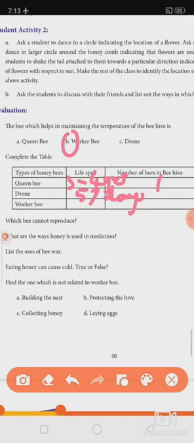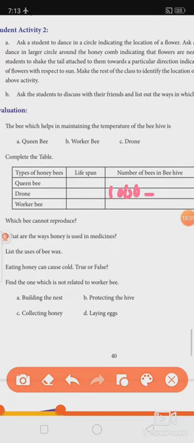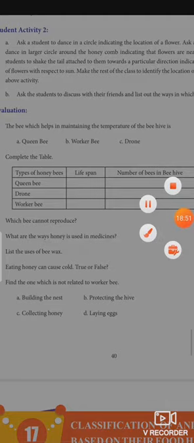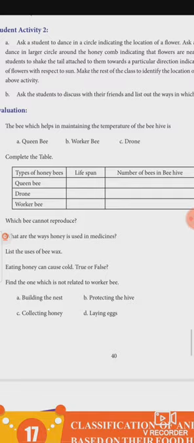The number of drones in the beehive is 1000 to 10,000 drones will be there. Worker bees, 6 weeks. Their lifespan is 6 weeks and the number will be 50,000 to 60,000. I hope you understand the answers. Which bee cannot reproduce? So the worker bee cannot reproduce. The answer is worker bee.